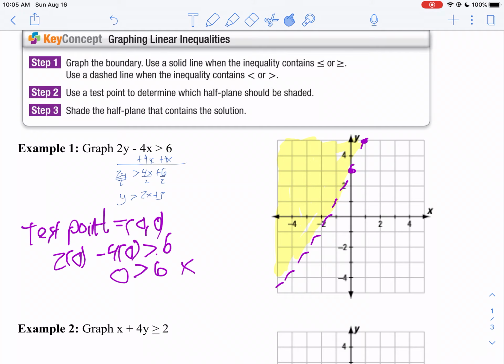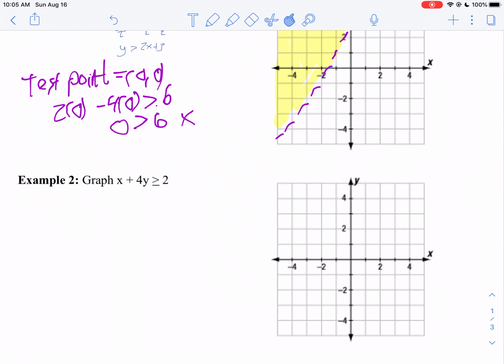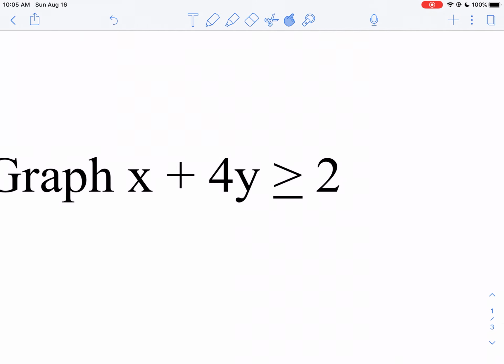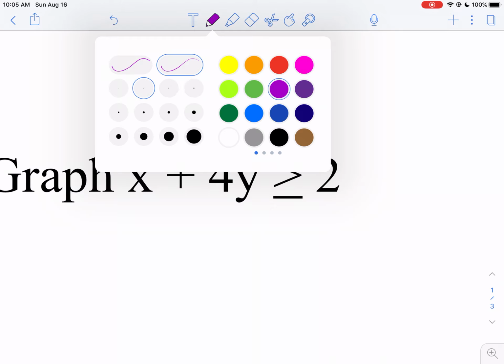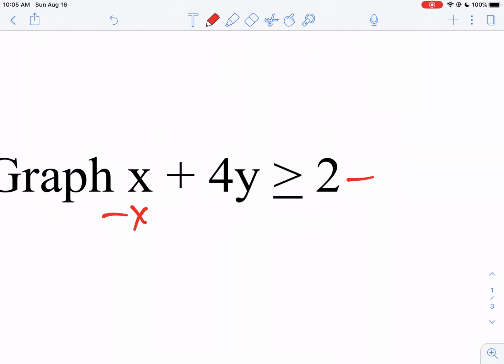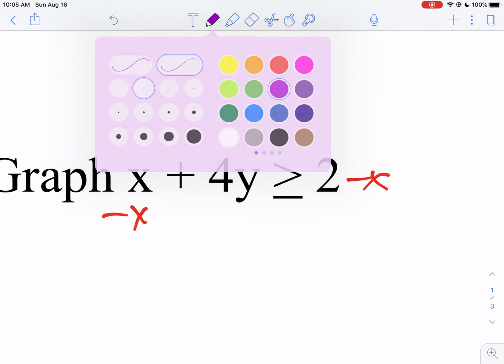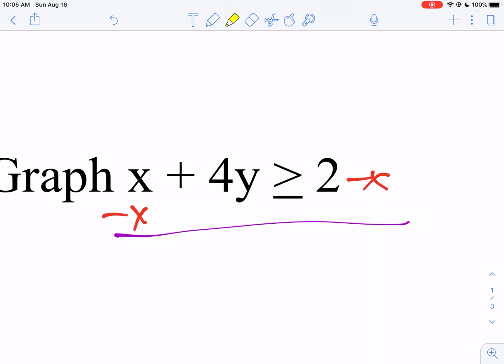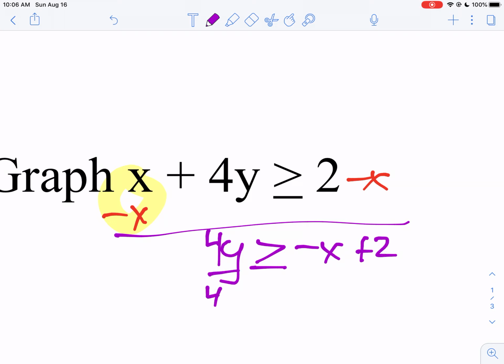Now let's do the same thing for example 2. Maybe you want to pause the video and see if you can do this yourself. I'm going to get y by itself again. So if I look at this problem, the first thing I'm going to do is subtract x from both sides. I like to write the x first so it's in slope-intercept form. Notice x minus x is 0. So you get 4y is greater than or equal to negative x plus 2.